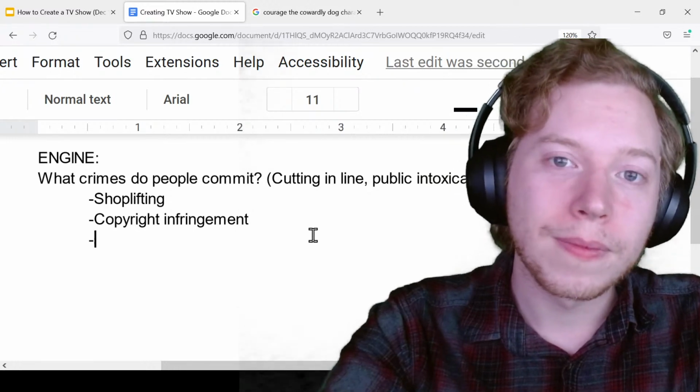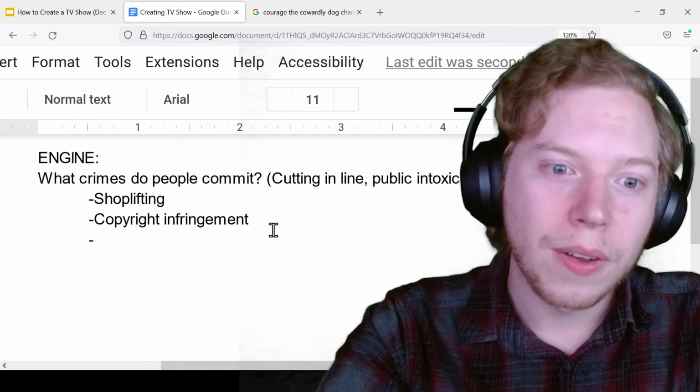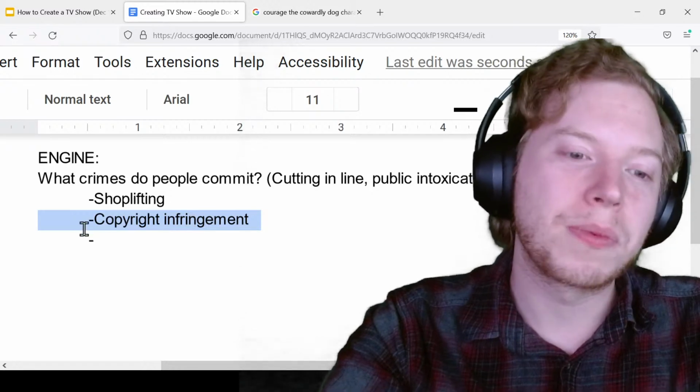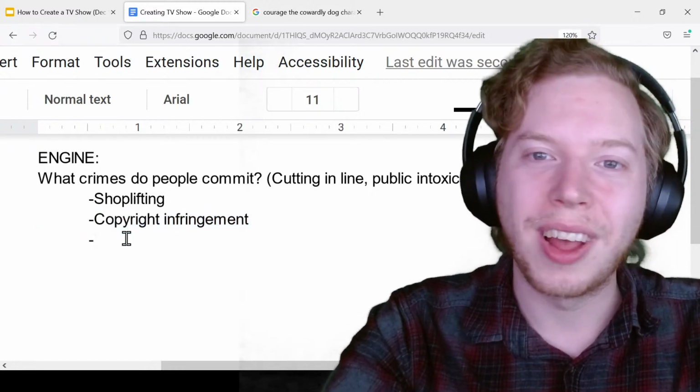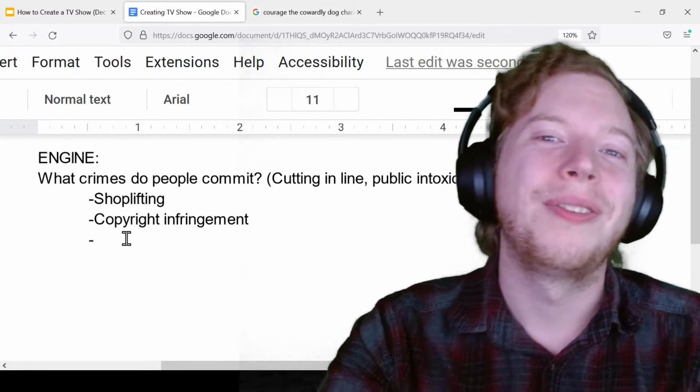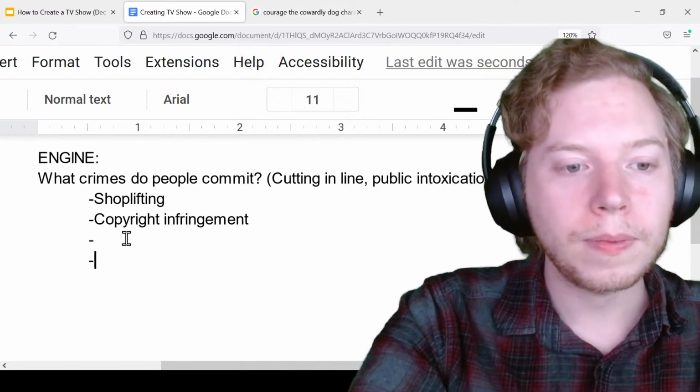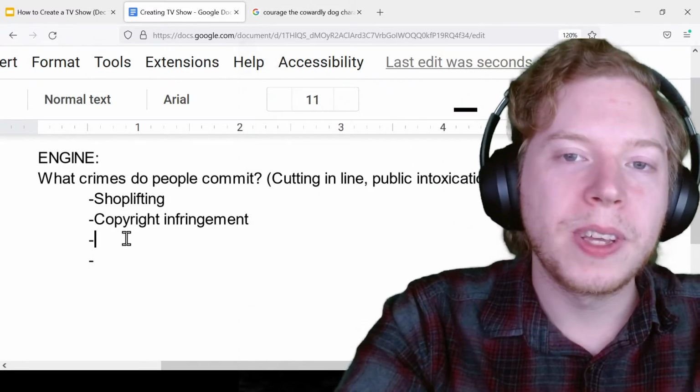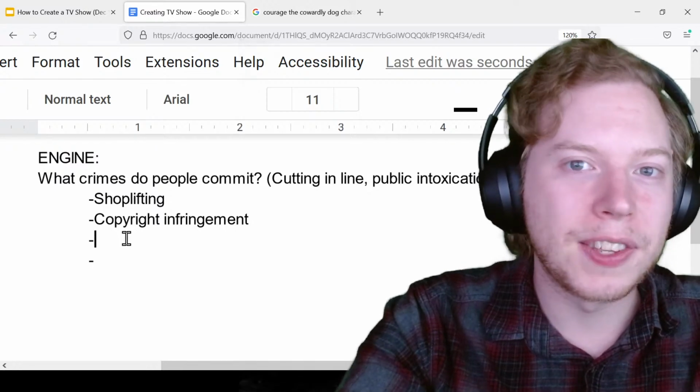Having a non-Disney brand character present. Right, yeah, so basically copyright infringement. I think we could have a bit of that for sure. What else? What are some things that the security at Disney would have to deal with that's not necessarily a crime?